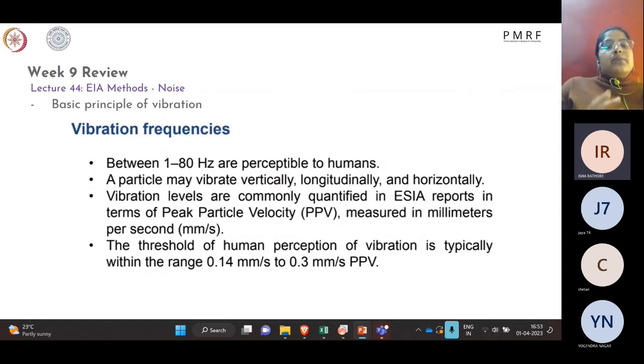And then these vibration frequencies, which are perceptible to humans, are in the range of 1 to 80 hertz. And these particles vibrate vertically and longitudinally, horizontally. Vibration levels are quantified in EIA reports in terms of peak particle velocity, which is measured in millimeters per second. The threshold of human perception of vibration is typically within the range of 0.14 millimeter per second to 0.3 millimeter per second peak particle velocity. So PPV is peak particle velocity, another term to add to your list of abbreviations.